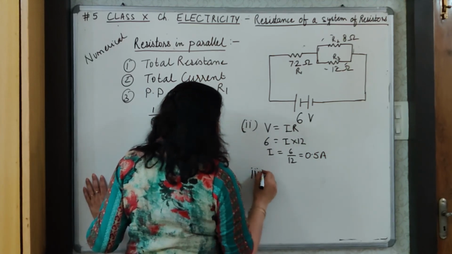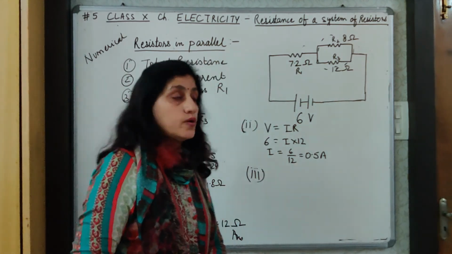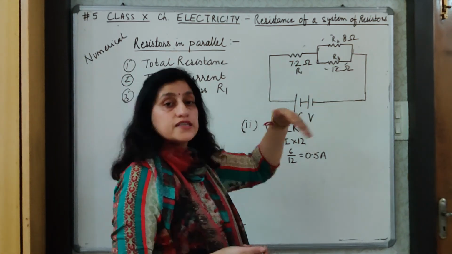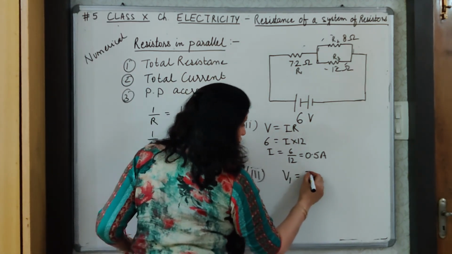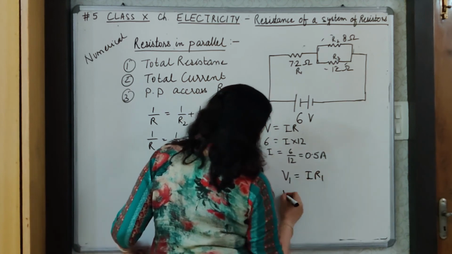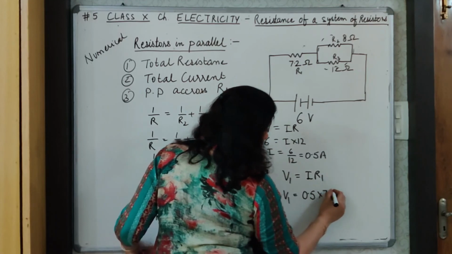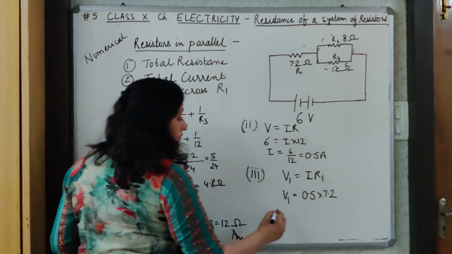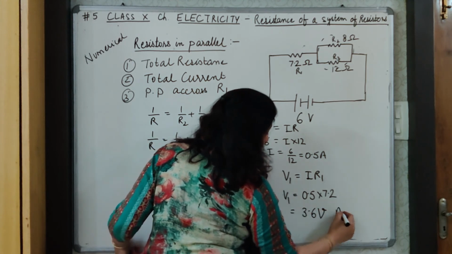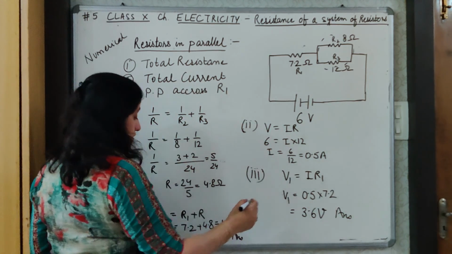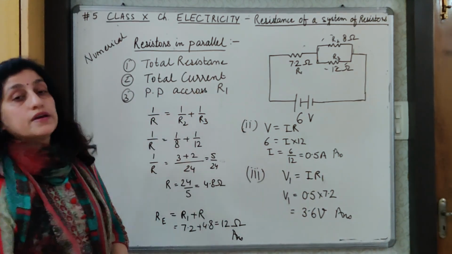Then coming to the third part, potential difference across 7.2 ohm. Now this is in series, and in series the potential difference is different. So we will find V1 is equal to I R1. V1 is equal to 0.5 into 7.2, which gives me 3.6 volt as the answer for the third part. So we have got the three answers here, and this is how we calculate the numericals.